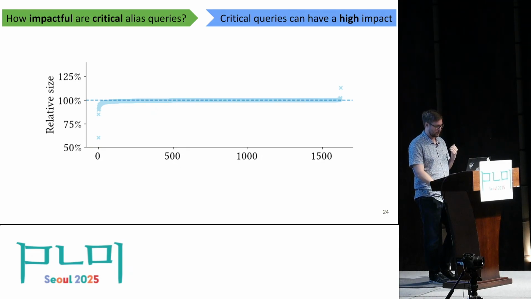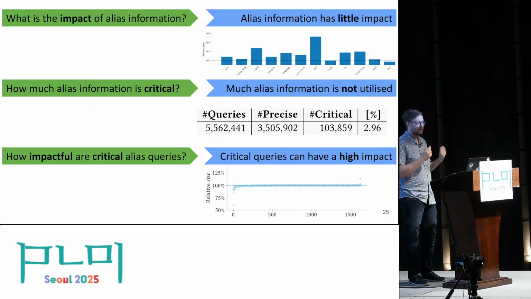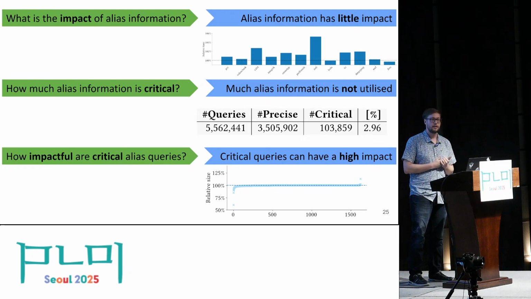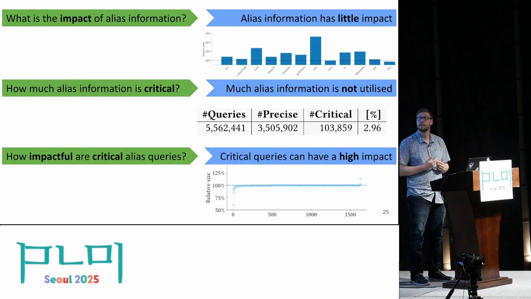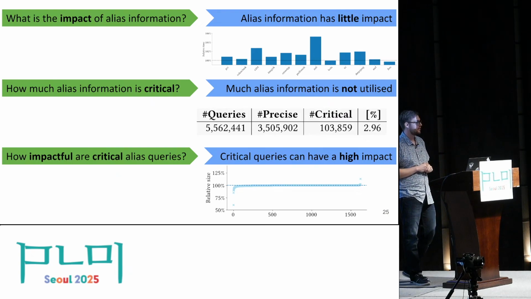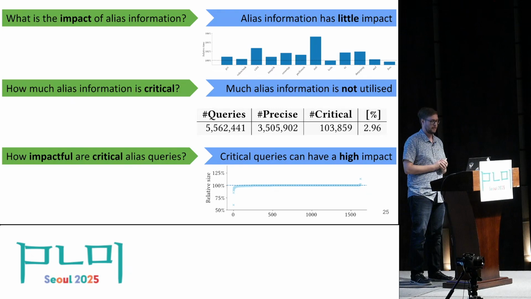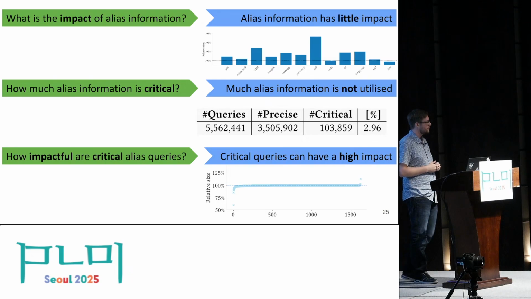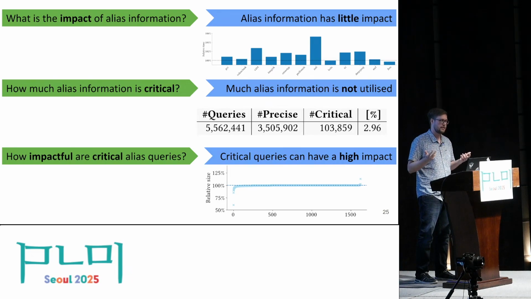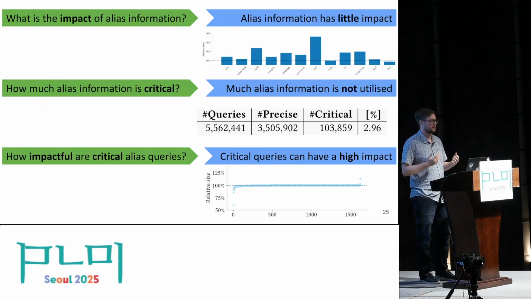Good. So let me reiterate the results quickly. What is the impact of alias queries, of aliasing information? Well, it turns out it has surprisingly little impact, at least the two extrema. Then, how much aliasing information is critical? Well, much aliasing information is actually not utilized by the compiler, at least by this version of the compiler and in its current state. And then, how impactful are these critical alias queries? Well, it turns out that by having the aliasing information, the compiler is actually losing quite a bit of potential that we could have exploited.